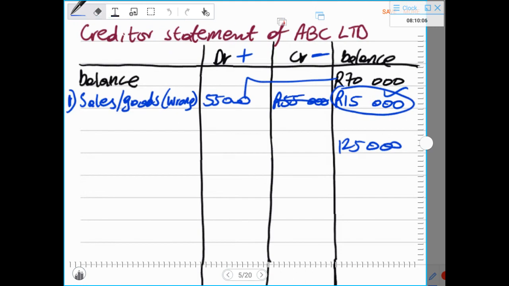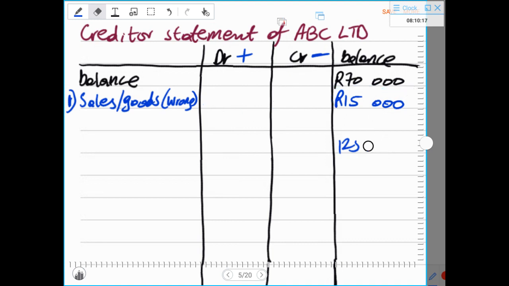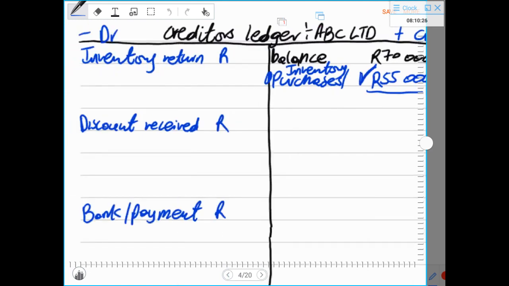So now let me go on that same note, and we have our 55,000 on the credit side. Just erase that. So now I go to the second entry. The second entry is still a purchase.